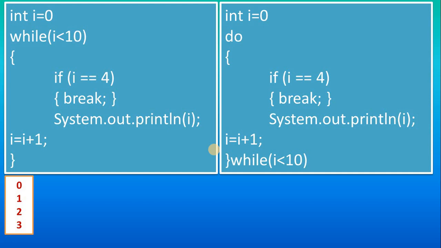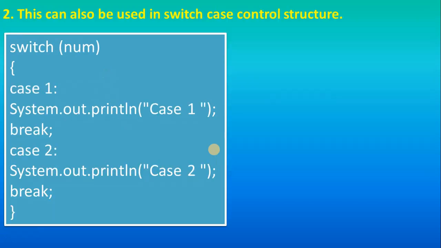So in this way you can use the break statement in the looping case, and you can also use it in the switch statement. In the switch statement it is compulsorily needed. Suppose the number value is 1, then it will run this case and you get the output case 1. After case 1, in most cases we don't want to run case 2. Because of the break statement, it will exit the switch statement. Once that break is executed, you will come out of the switch statement.